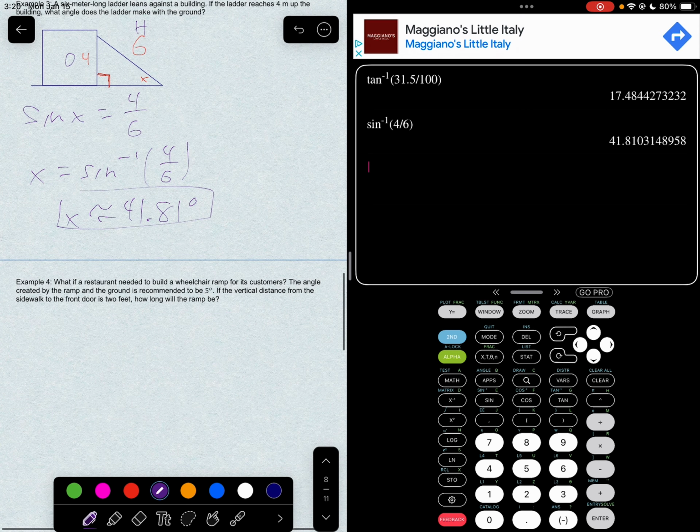All right, one more word problem. A restaurant needs to build a wheelchair ramp for its customers. The angle created by the ramp and the ground is 5 degrees. If the vertical distance from the sidewalk to the front door is 2 feet, how long will the ramp be?